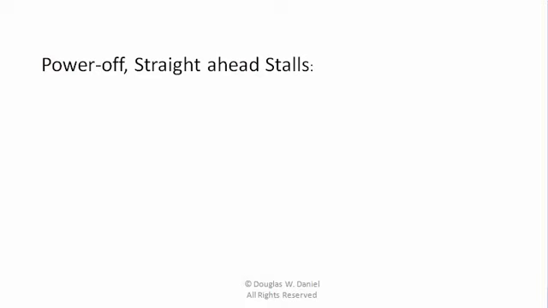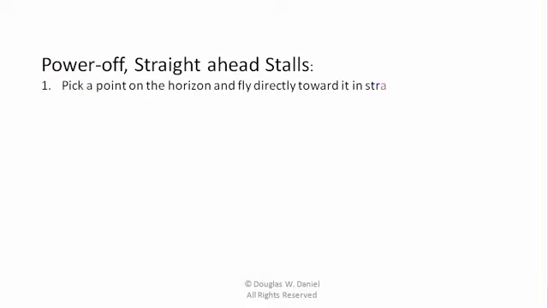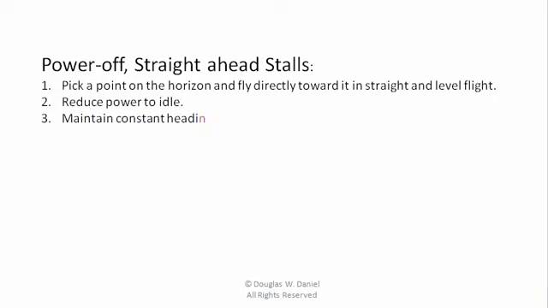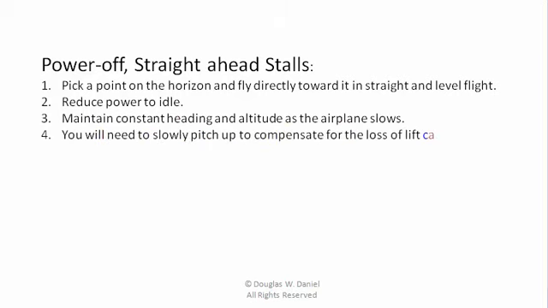So a power off straight ahead stall is the most benign. Pick a point on the horizon, fly directly toward it in straight and level flight. Does this sound familiar to you? Reduce power to idle. Maintain a constant heading and altitude as the airplane slows. You will need to slowly pitch up to compensate for the loss of lift caused by the loss of airspeed.